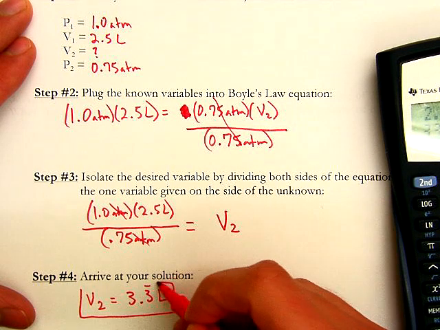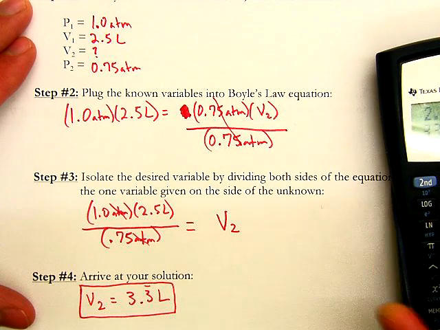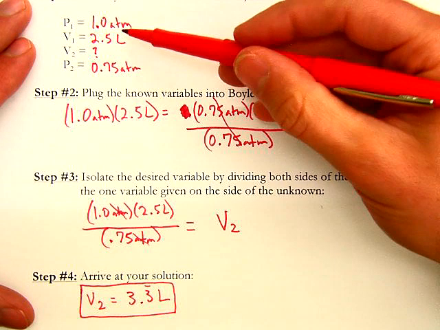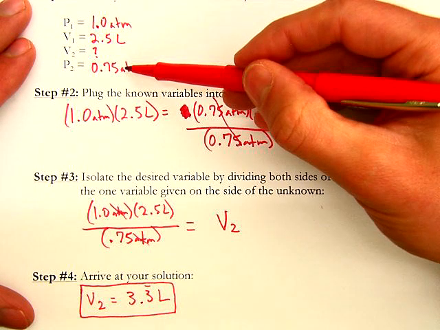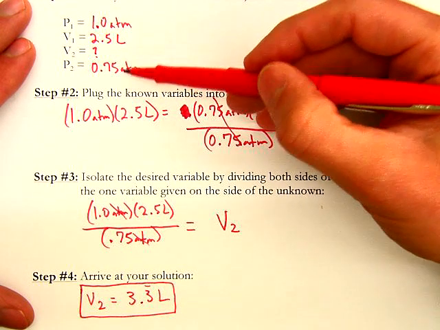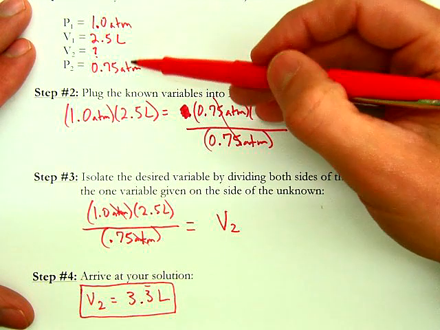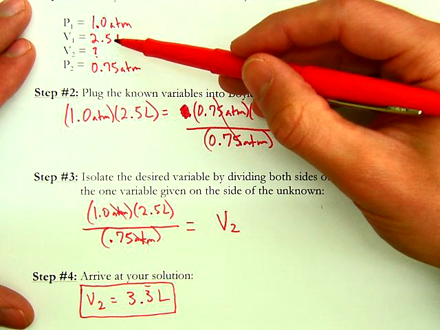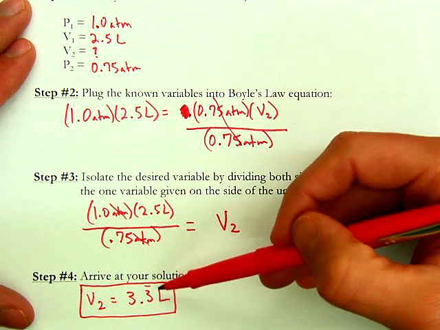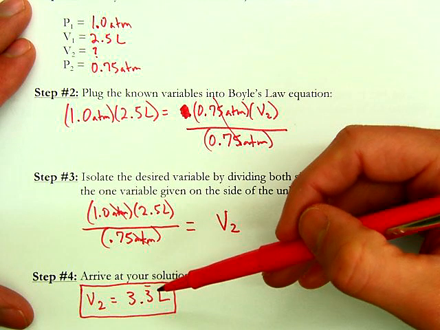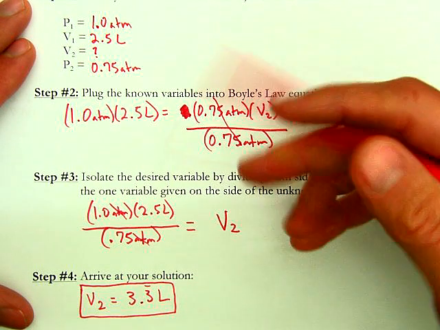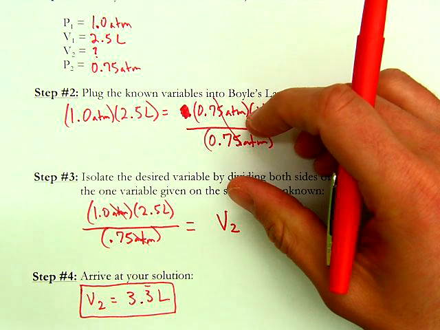Now, it's always good to stop and look at your answer and think if it's about what it should be. So in this scenario, the pressure is decreasing, right? The pressure goes from 1 atmosphere to 0.75. So if the pressure is going down, that means our volume should go up. And if we start at 2.5 and we're ending at 3.3, our volume did go up. So it goes in the direction that we expect. Okay? So we're going to do a couple more examples.